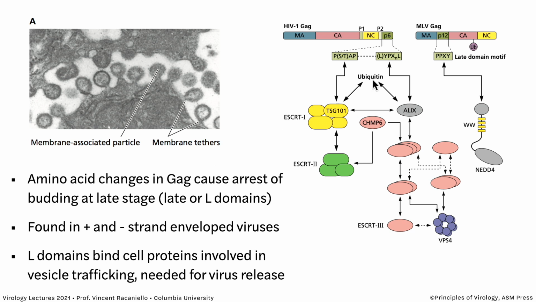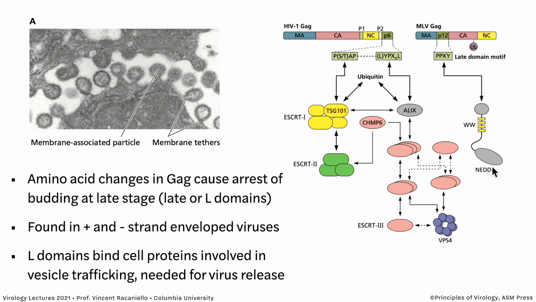So they call these late domains because they had an effect at a late stage of infection. They found them in many viruses that were enveloped, whether plus or minus strand. Turned out that many viruses had sequences that, if changed, would cause this arrest in budding. And what was eventually figured out was that these late domains, P6, P12, bind cell proteins that are needed for vesicle trafficking. And they bind components of the ESCRT pathway, which are shown here. So the P6 domain of HIV binds all these ESCRT components, ESCRT1, ALEX, and so forth.